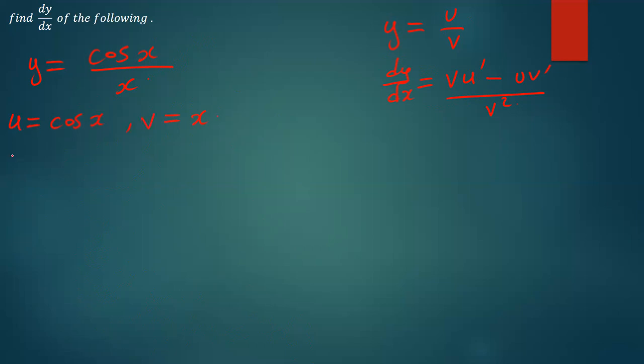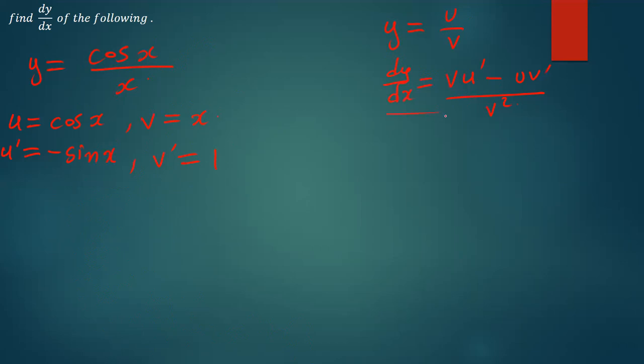To find u prime, when you differentiate cos x, you get negative sine x. When you differentiate sine x, you get cos x. When you differentiate cos x, you get negative sine x. Then when you differentiate x to find v prime, you're getting 1. So the derivative of x is simply 1.